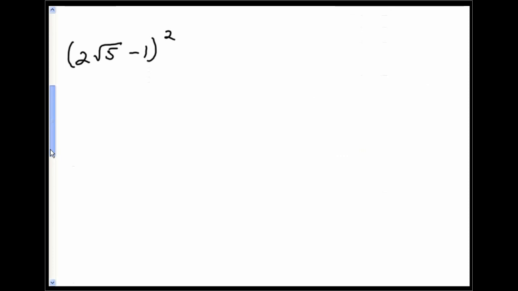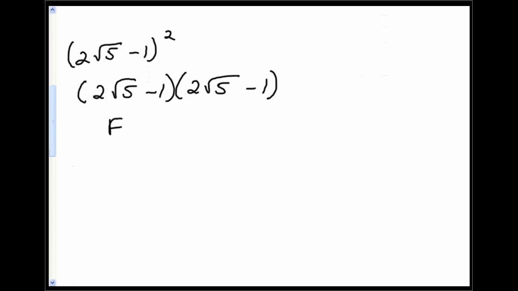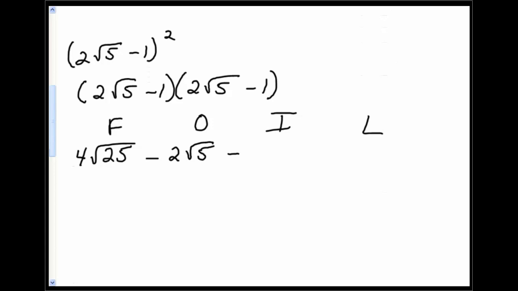The next problem, we're going to take a binomial with a radical in it and square it. So the base, which is 2 square root of 5 minus 1, is being squared, so you need to multiply it by itself. And again, we're going to FOIL or multiply. So 2 times 2 is 4. Radical 5 times radical 5 is radical 25. Outside terms will have minus 2 radical 5. Inside terms will have minus 2 radical 5. Last is plus 1. Now, square root of 25 is 5.